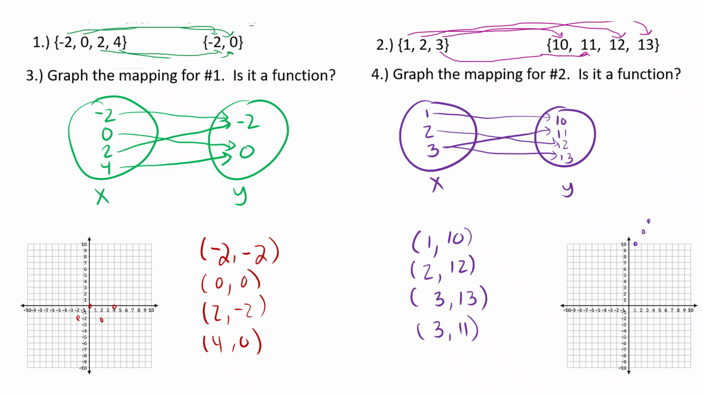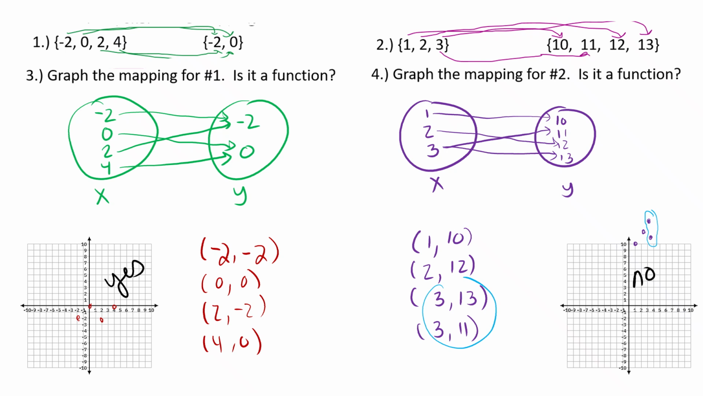313 puts me like there, and then 311 puts me right there. And as we noted, this is the thing that disqualifies it. You cannot have the dots, your points, stacked on top of each other. If they are stacked on top of each other, it is not a function. So for this one here, yes, this is a function. This one is no, it is not a function.